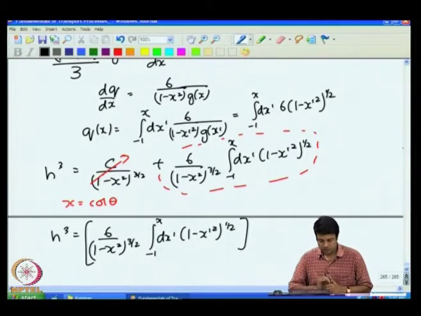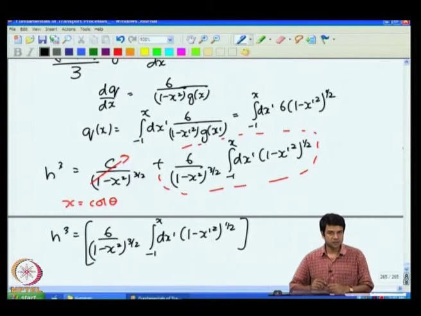Note that for this boundary layer thickness, we fixed the constant in such a way that the thickness did not go to infinity at x is equal to minus 1, or cos theta is equal to minus 1, or theta is equal to pi. However, the boundary layer thickness does go to infinity at x is equal to plus 1, because the denominator of this h cubed term goes to 0. The numerator is actually finite, and therefore, the thickness goes to infinity.